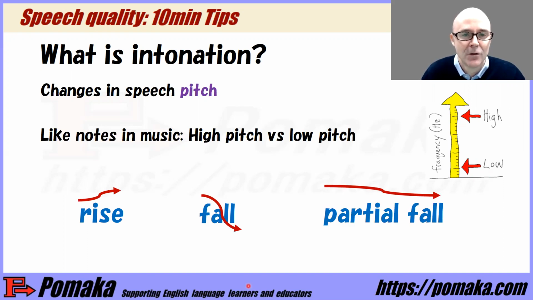In English, 3 types of intonation change we can have are the rise, which we're going to use with this arrow going up in today's tip, and the fall, which we're going to show with this arrow going down, and the partial fall, which we're going to show with this arrow going slightly down. Let me hum each one for you to give you an idea. Here's the rise. Mm-hmm. Here's the fall. Here's the partial fall.